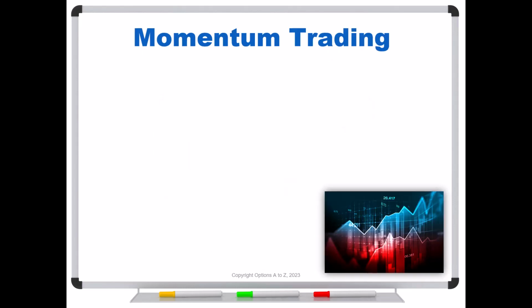So quick review. Remember what momentum trading is. This is what a lot of traders use. And what it means is that you are going to buy shares as the price rises, but you are going to sell shares as the price falls.